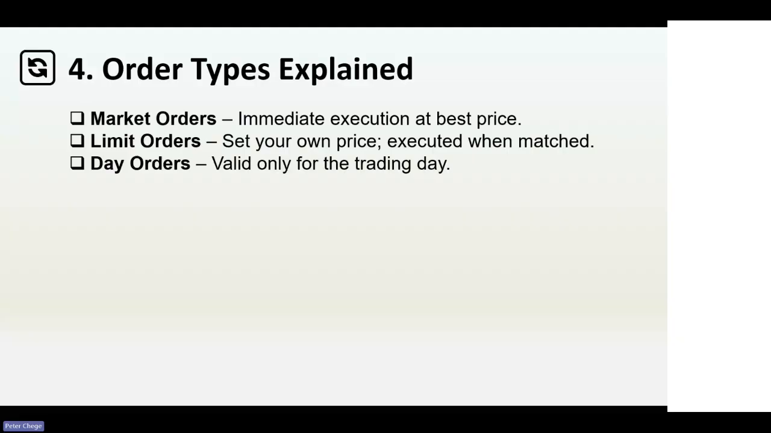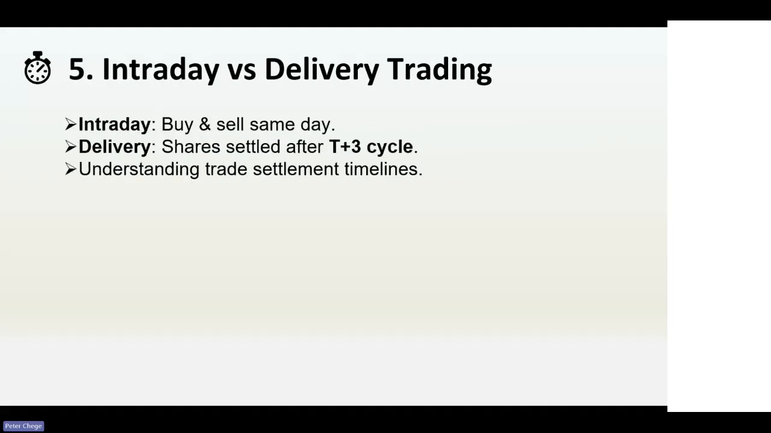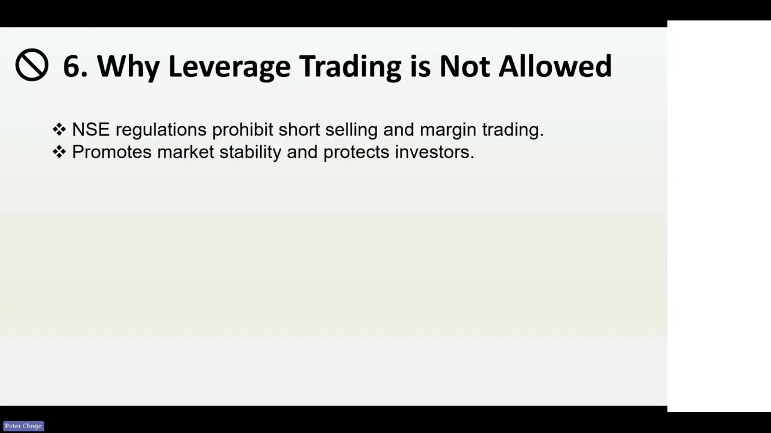Then you have day order that is only valid for that trading day, and this is different from intraday. There is also GTD, good till date, where you are saying, keep my order for this period of days. And that comes under limit orders, because with limit orders you have put a price. You are not guaranteed of execution. So you can give your order for a certain number of days. Then we'll come to intraday and delivery. Let me see if there is something I need to explain.